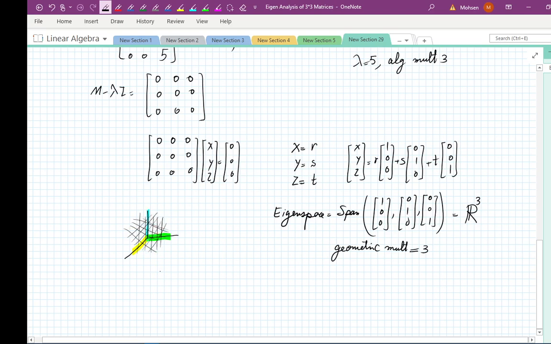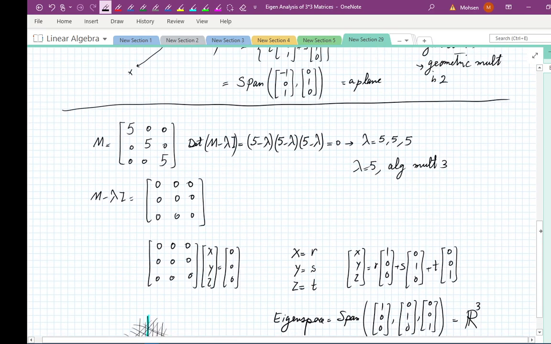Any vector you pick from that and multiply by this particular matrix, all of them are going to become 5 times as big as they were. Every vector is an eigenvector, and these 3 are the representatives of all of them.